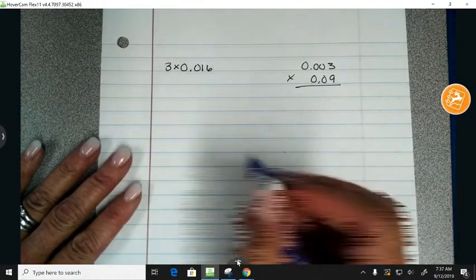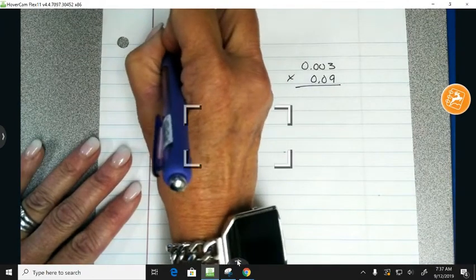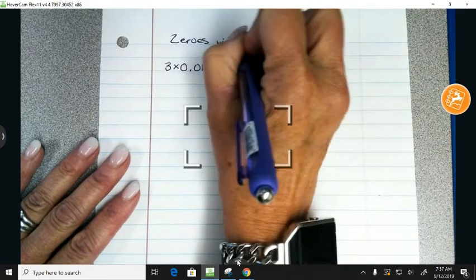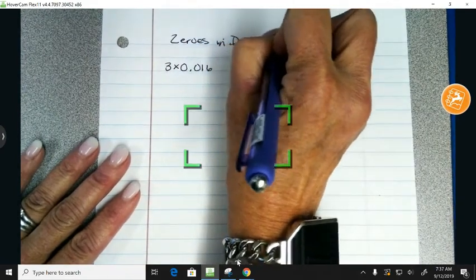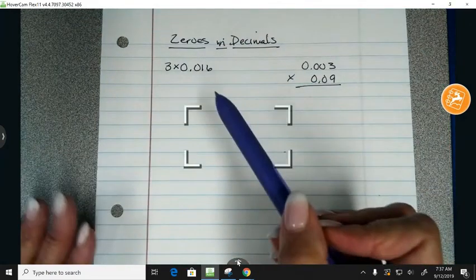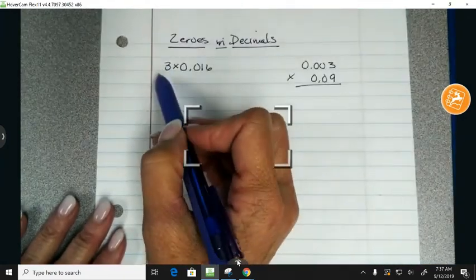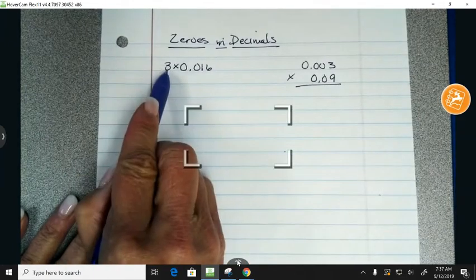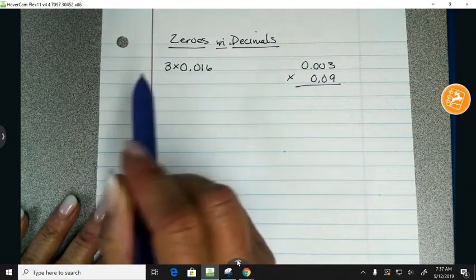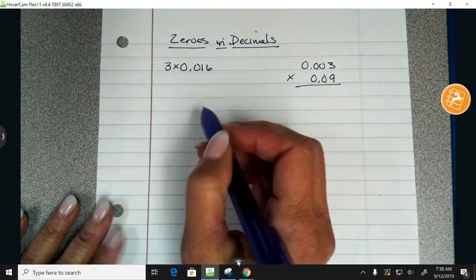Okay, we just have one more thing to talk about with multiplying decimals, and that's zeros in decimals. So we have 2 problems here, and basically if we were to estimate beforehand what was going to happen here, we would say this is obviously 3, and this number rounds to 0. 3 times 0 is 0. So let's see how close we get to that.